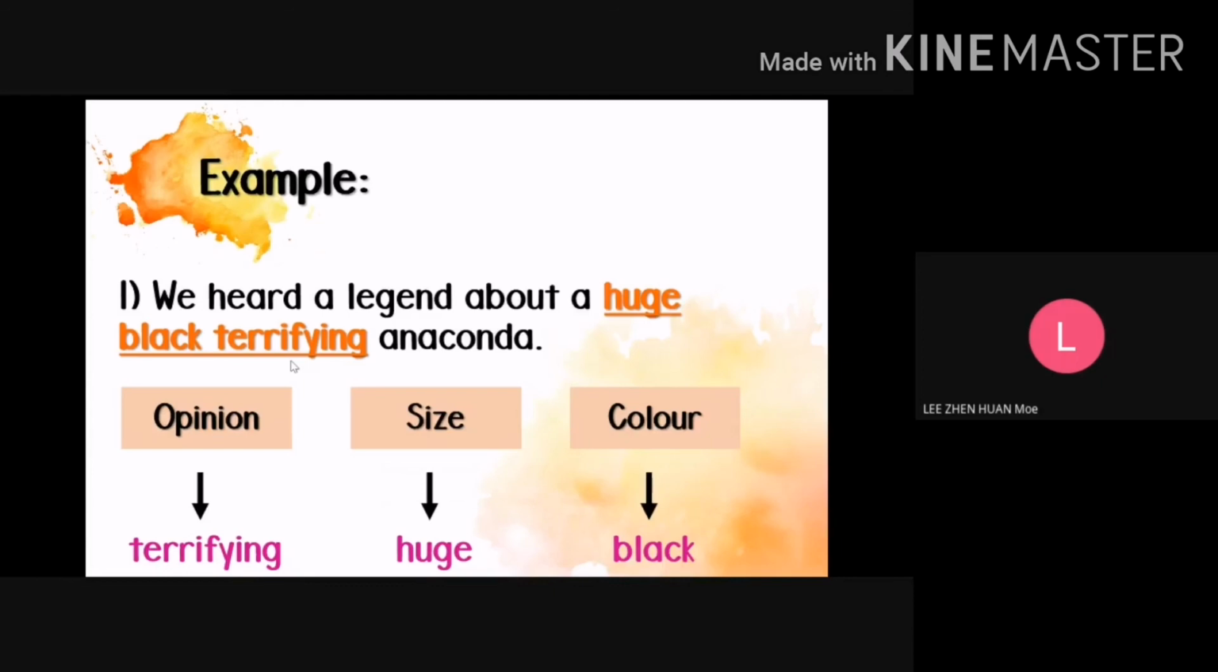No, it is not. So when you arrange it in order based on this one, the acronyms here, the pink color word Olaf, Shrek, and Call the one, the correct order for these sentences would be, we heard a legend about a terrifying huge black anaconda. So this is the correct one.